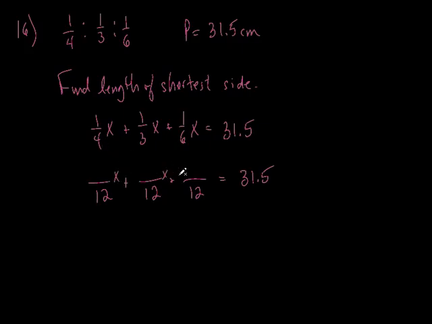And you got an x on all of these as well. Okay, look. 4 times what is 12? 4 times 3. So you multiply the top by 3. 3 times 4 is 12. 1 times 4 is 4. 6 times 2 is 12. 1 times 2 is 2. Alright, so look what we have. We got a common denominator. Let's write it a little bit nicer. Let's write it with one common denominator and add up all the numerators. I have 3x plus 4x plus 2x. That's 7 and 2 is 9, so that's 9x equals 31.5.